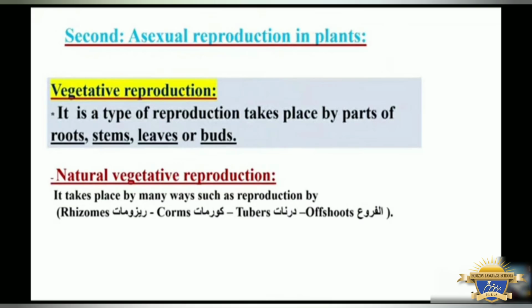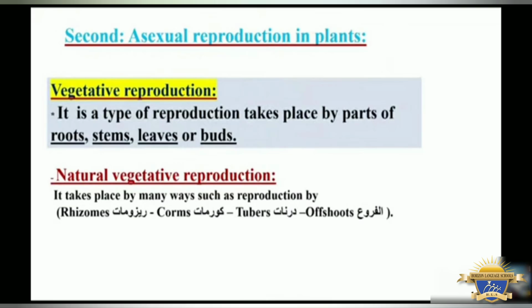It is a type of reproduction that takes place by parts of roots, stems, leaves, or buds. We have two kinds of vegetative reproduction. Number one, natural vegetative reproduction. Number two, artificial vegetative reproduction.